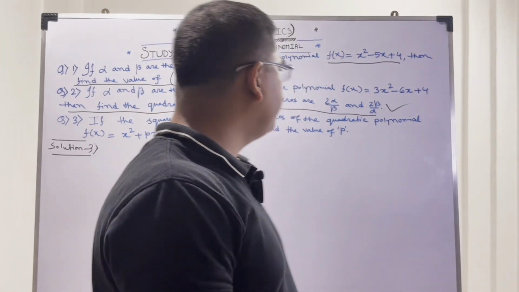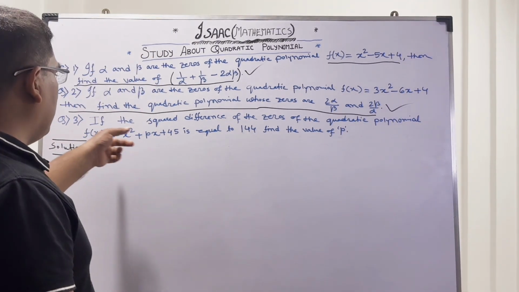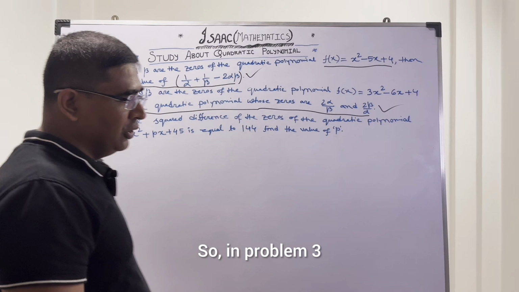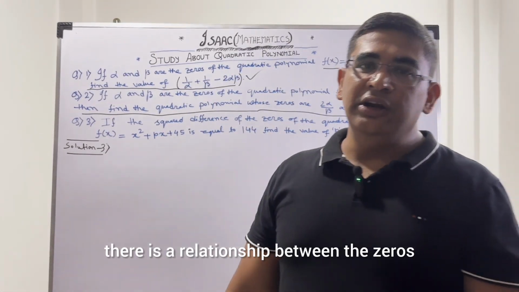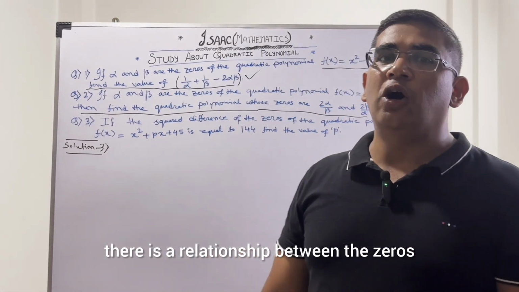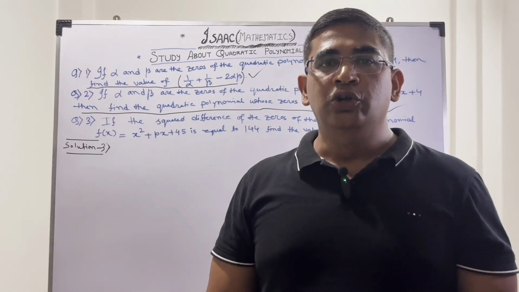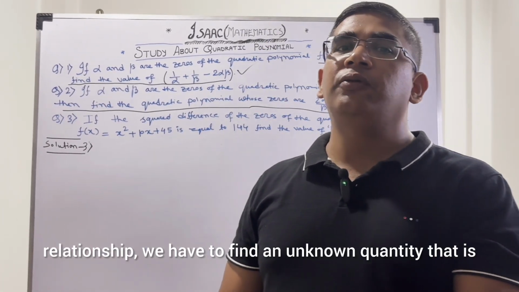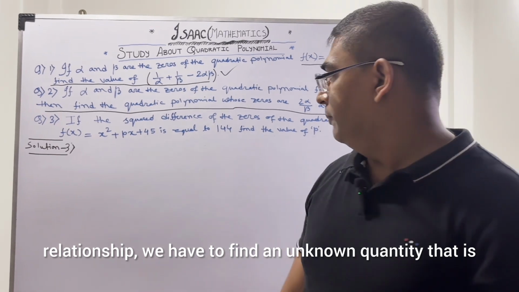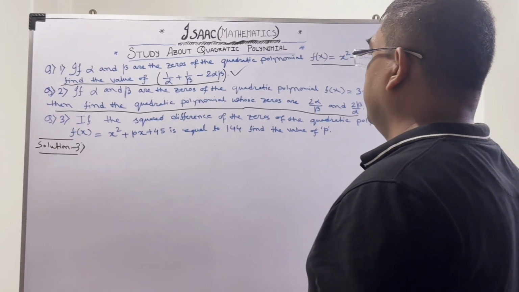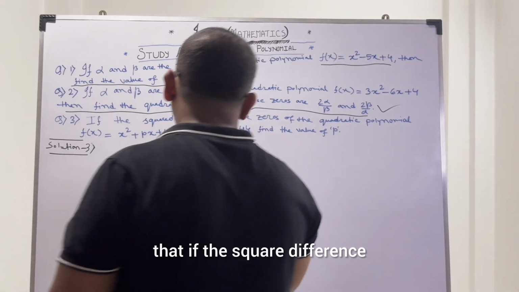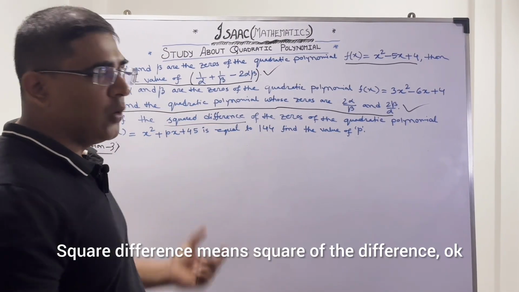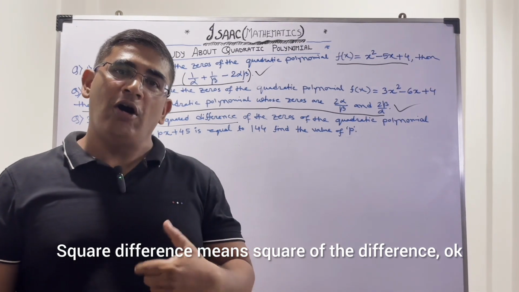Okay, problem 3 is a different kind of problem. In problem 3, there is a relationship between the zeros of a quadratic polynomial. So with the help of that relationship, we have to find an unknown quantity. That is, the condition is that if the squared difference, what do we mean by squared difference? Squared difference means the square of the difference.